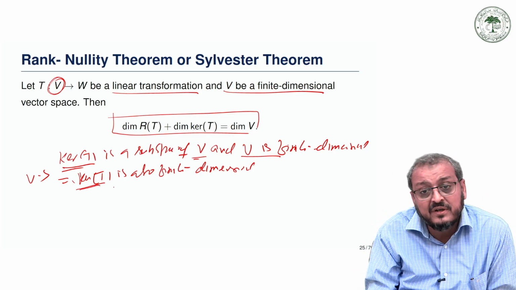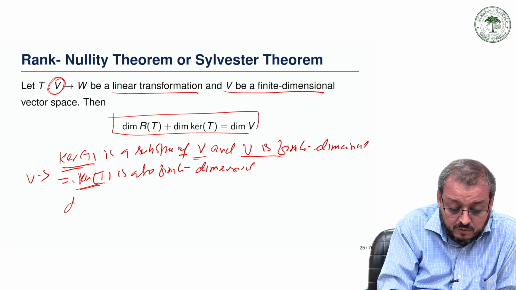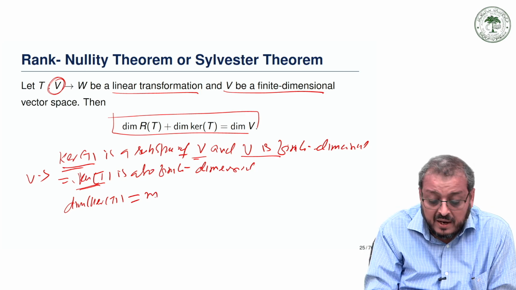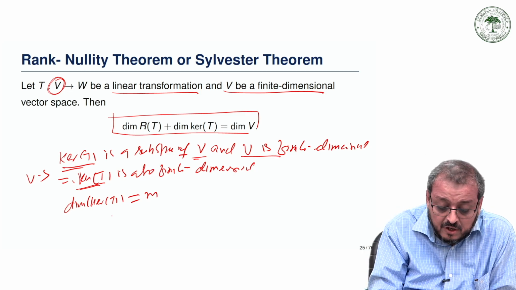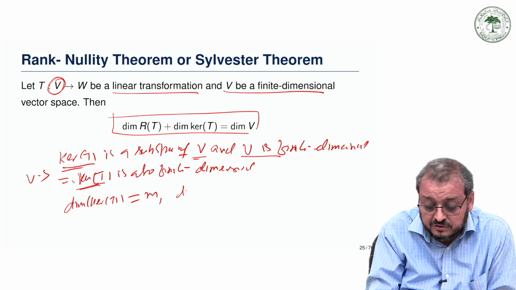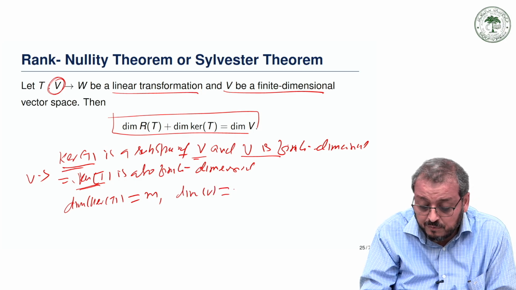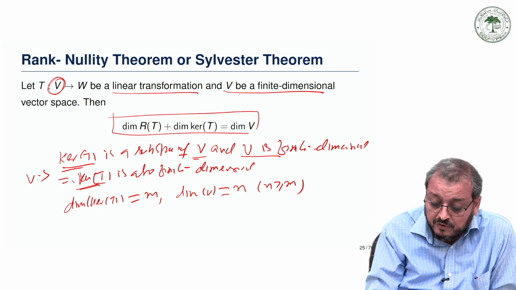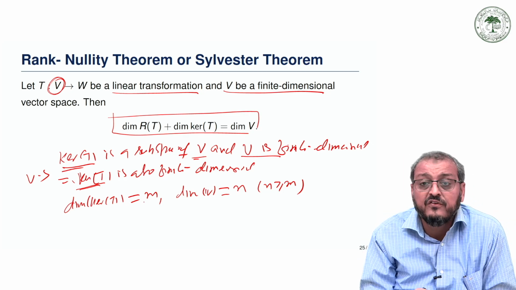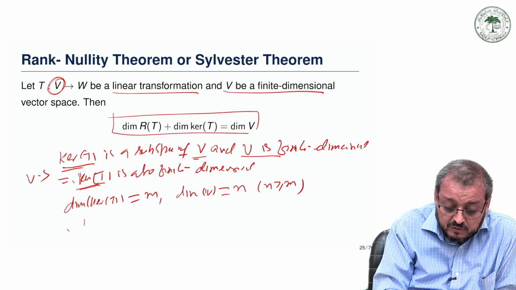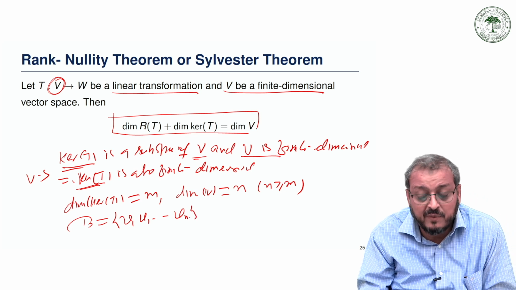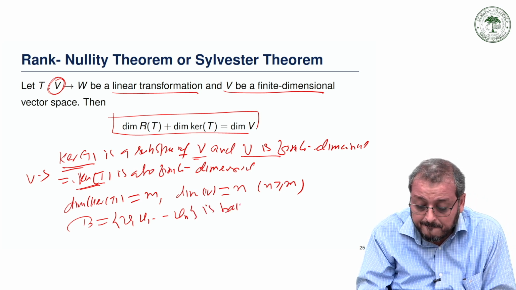If it is finite dimensional, then there is a basis. Suppose the dimension of the kernel of T is equal to M, and the dimension of V is equal to N, where N is greater than or equal to M. So the condition is the dimension of V is equal to N and the dimension of the kernel of T is equal to M. So this means we have v1, v2 up to vm, these are the elements, and this is a basis for the kernel of T.